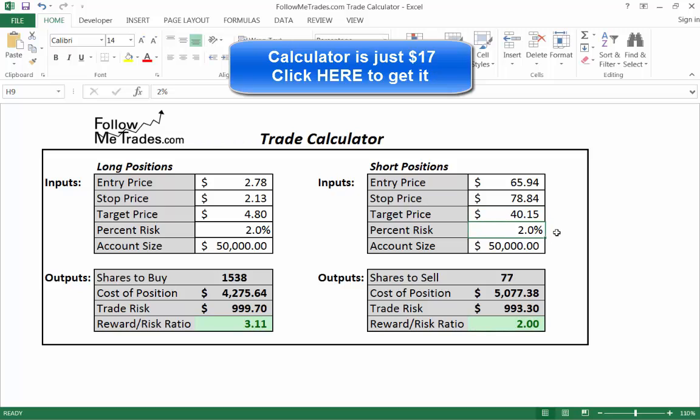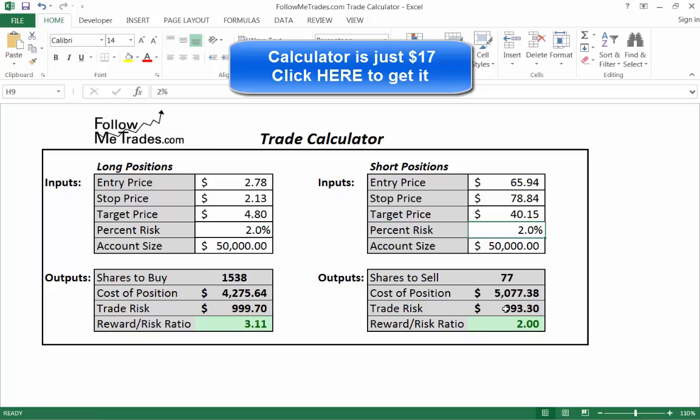There we go. So this is telling me for a $50,000 account with a 2% risk that I would sell 77 shares, and that's going to cost me $5,077. And if I'm wrong, if it goes up and stops me out, I'm going to lose just under $1,000, $993.30. Again, 2%. The reward to risk ratio on this one is 2.0 to 1. So if I am right, I'll win $2,000, and if I'm wrong, I'll lose $1,000.